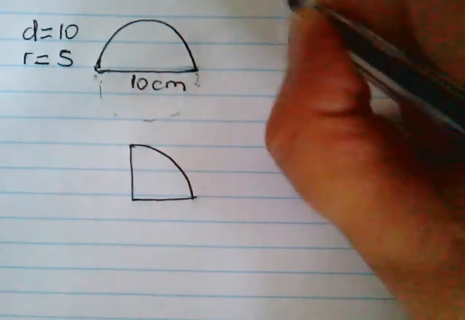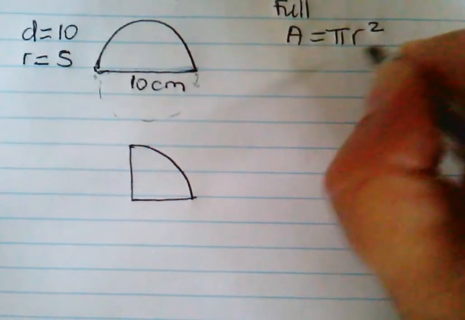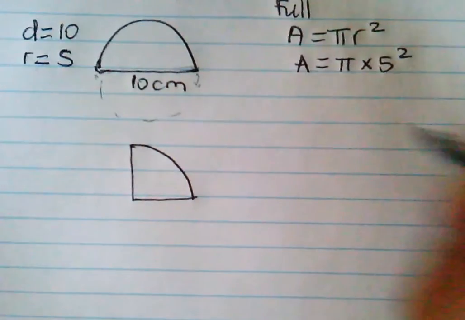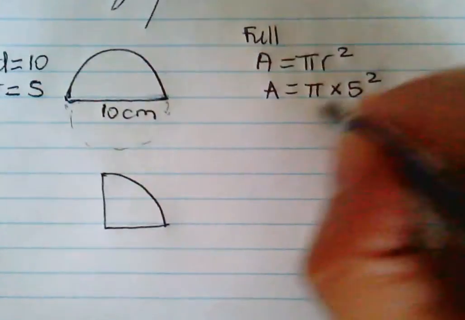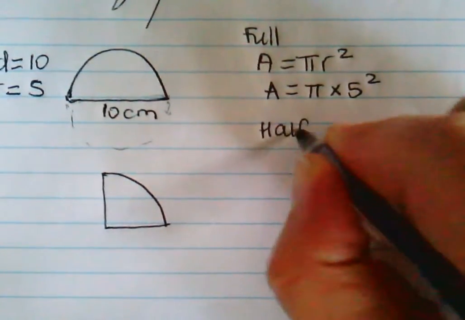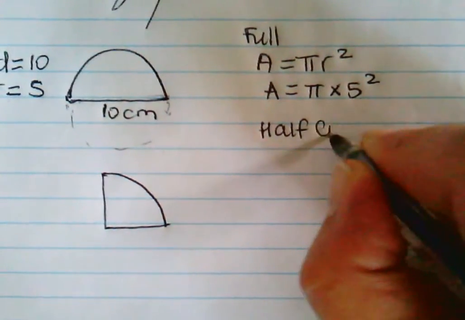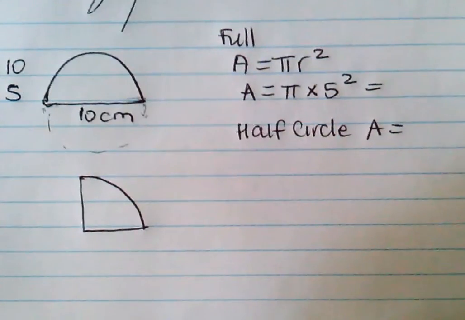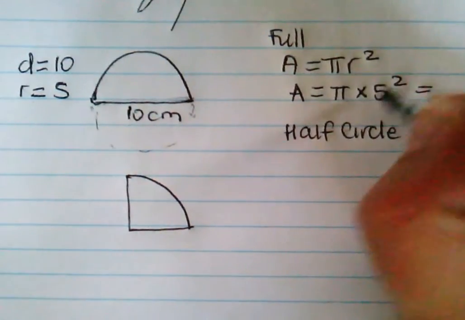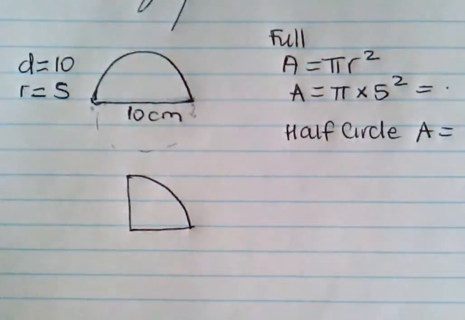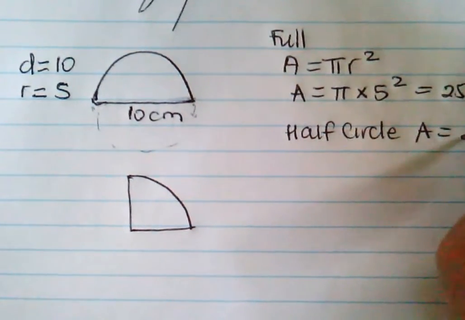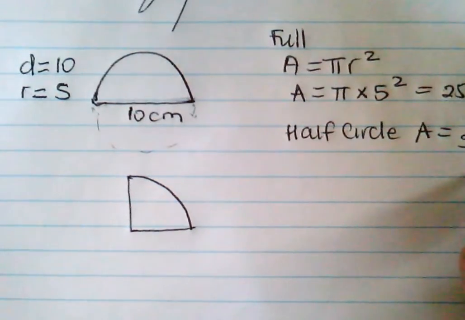So this is a full circle. Area is pi r squared, which is pi times 5 squared for the full circle. But you don't have a full circle. You've got a half circle. Now, girls, what's pi times 5 squared? What's 5 squared? No, I don't want the answer. It's 25 pi. So the area of a half circle is 25 pi over 2.